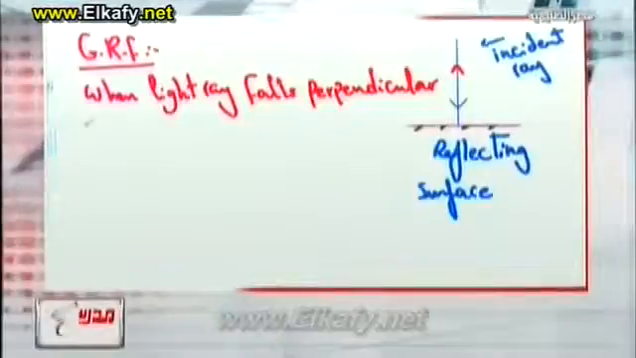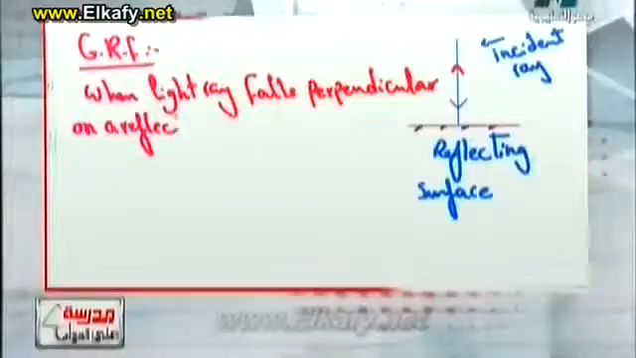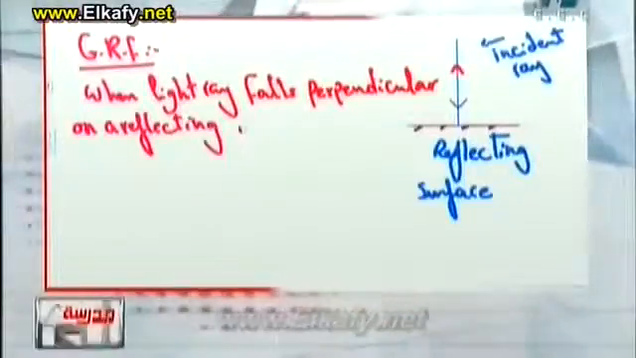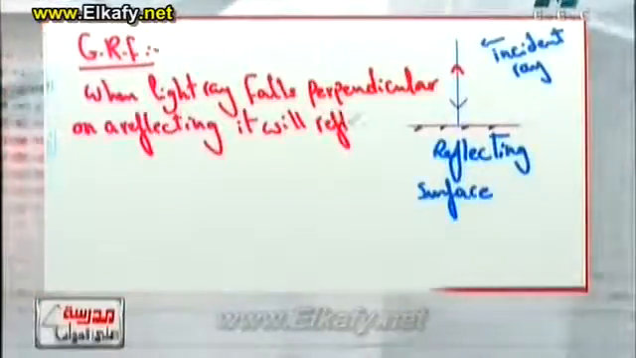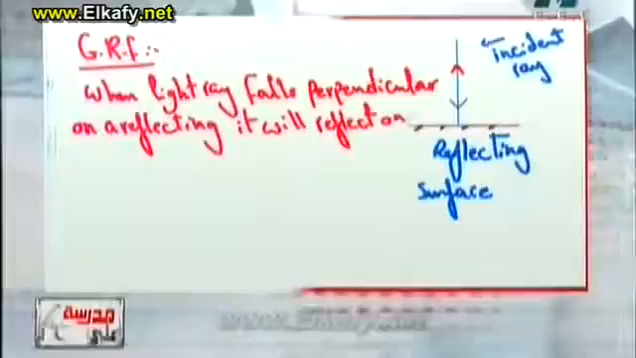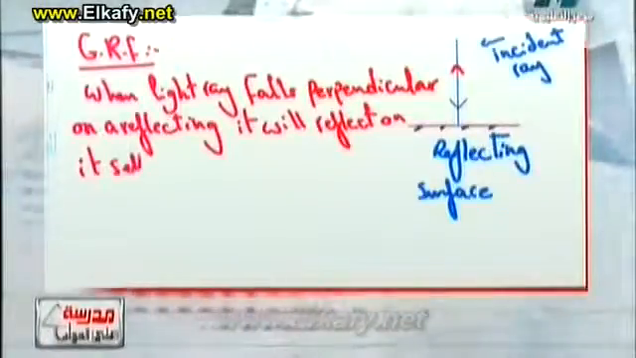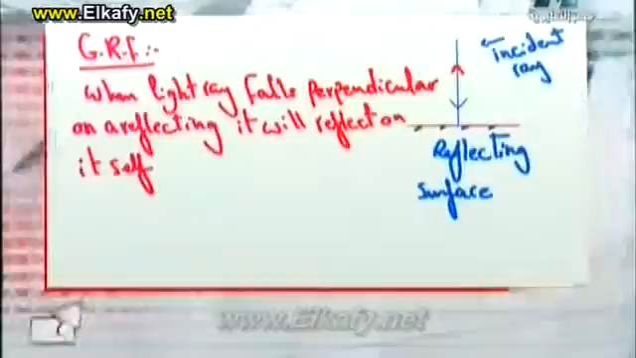When a light ray falls perpendicular on a reflecting surface, it will reflect on itself. Why? And we can answer like that.